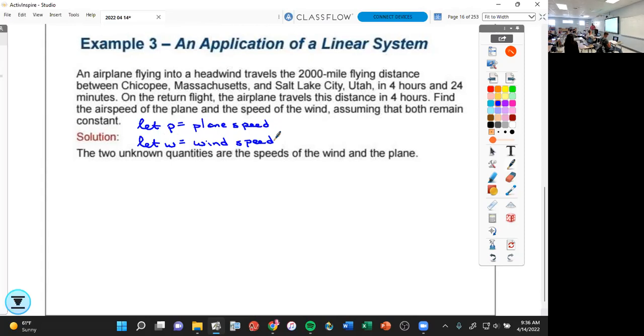So if you're flying from Massachusetts to Utah, how long is the plane flying? 4 hours and 24 minutes. When you're flying from Massachusetts to Utah, how long is the wind blowing? 4 hours, 24 minutes. That's what they're telling us to do, right? We have a consistent speed on both the plane and the wind. If you're flying against the wind, is the wind going to help you or hinder you? Okay. So any thoughts on this equation?